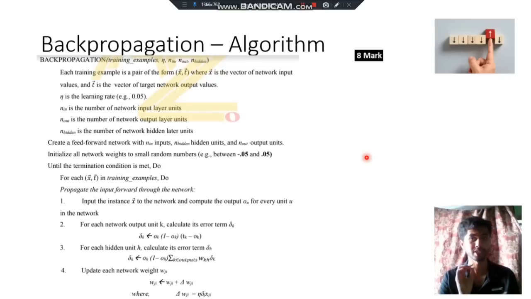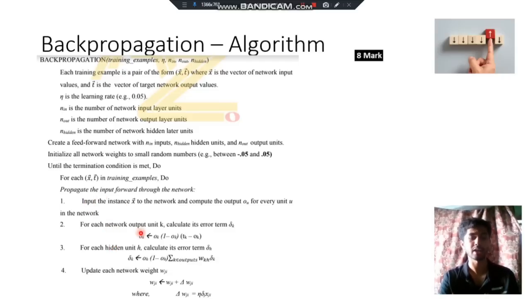Moving on, we have the backpropagation algorithm. Basically, here they have mentioned five things: the training examples, n in, n out, and n hidden. Five things are there. What are these things you have to mention here? It's the hidden unit values and the learning rate values. And here we have the backpropagation algorithm, which means you will be doing four steps. First is input.